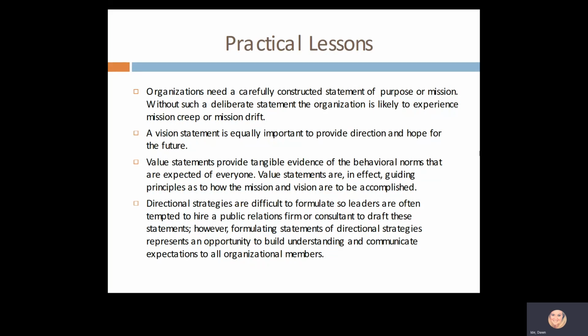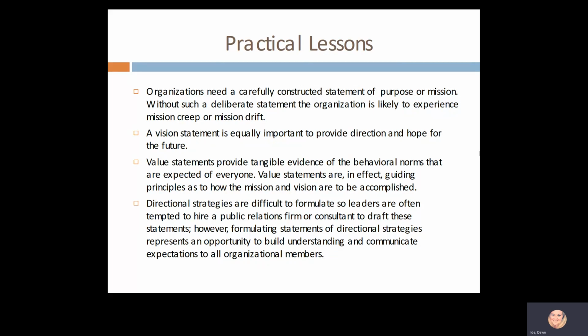Organizations need a carefully constructed statement of purpose or mission. Without such a deliberate statement, the organization is likely to experience a mission creep or drift, which is no good, right? You don't ever want to drift away from what you're supposed to be doing. A vision statement is equally important to provide direction and hope for the future. Value statements provide tangible evidence of the behavioral norms that are expected for everyone. Value statements are, in effect, guiding principles as to how the mission and vision are to be accomplished.